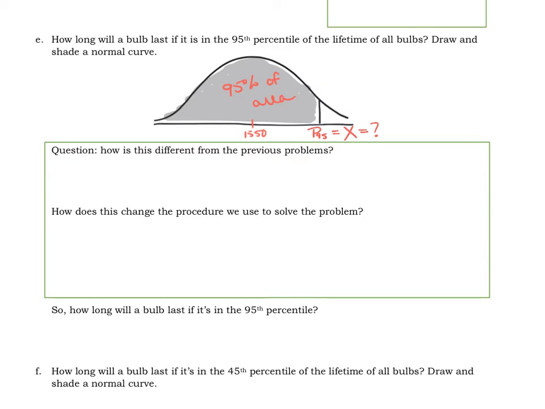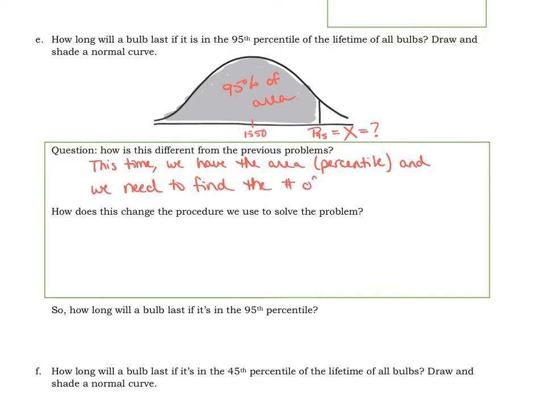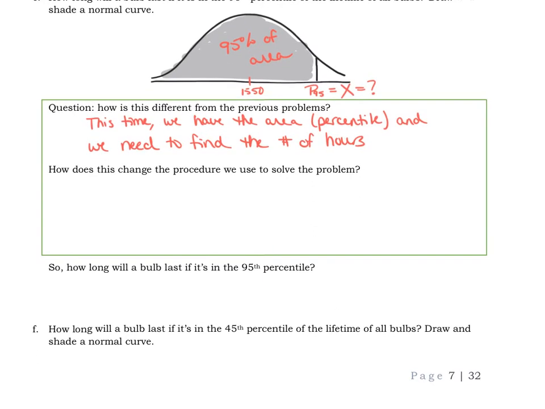So how is that different from the previous problems? This time we have the area, or the percentile. Remember, those are the same thing. Area is probability. And we need to find the number of hours. So we don't know the number of hours. Before, we knew how many hours and we were finding that probability; this we've kind of flipped on its head. So how does this change the procedure that we need to use in order to solve this problem?